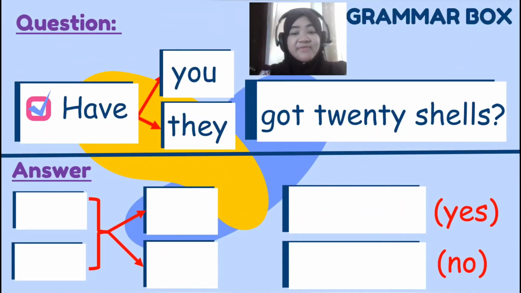Okay, we have learned numbers from 10 to 100. Now we are going to learn how to answer this kind of questions using the correct way. Now, let's look. Have you got 20 shells? Have they got 20 shells? Okay, let's see how we are going to answer this kind of questions.